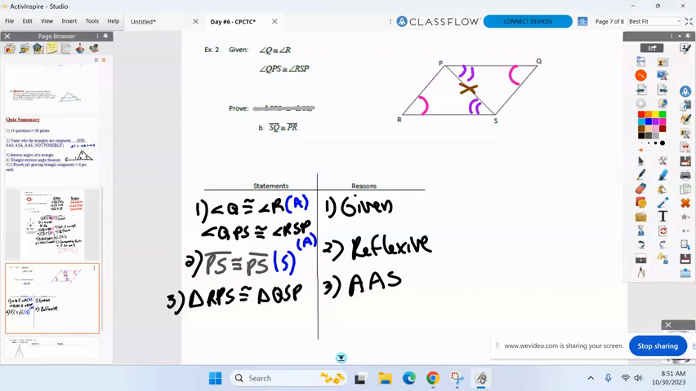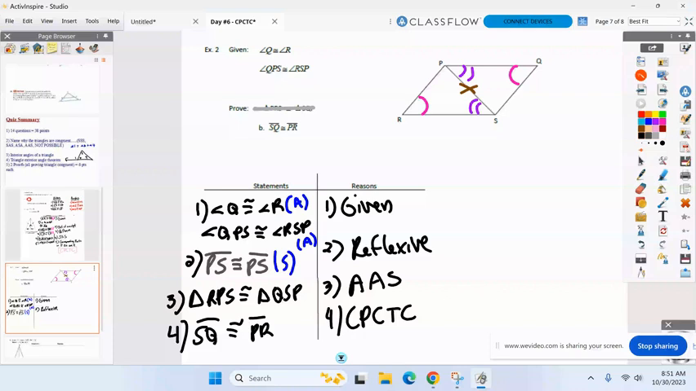And now the triangles are congruent. I can say any of their parts are congruent, including SQ and PR. Let it roll. CPCTC. After saying the triangles are congruent, so are their parts.